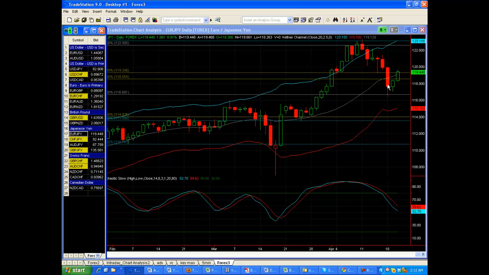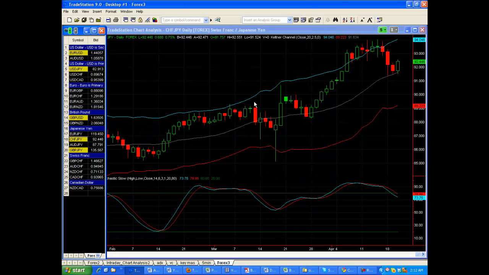I want to see if it holds this big candle here, because this one might be set up for some more downside. But once again, no signal here yet. Here's the Swiss yen. Perfect test of the midline and a hold. Wait and see mode on this one.